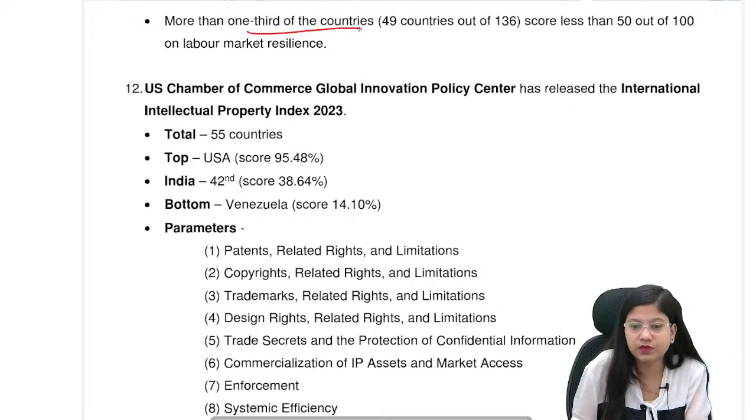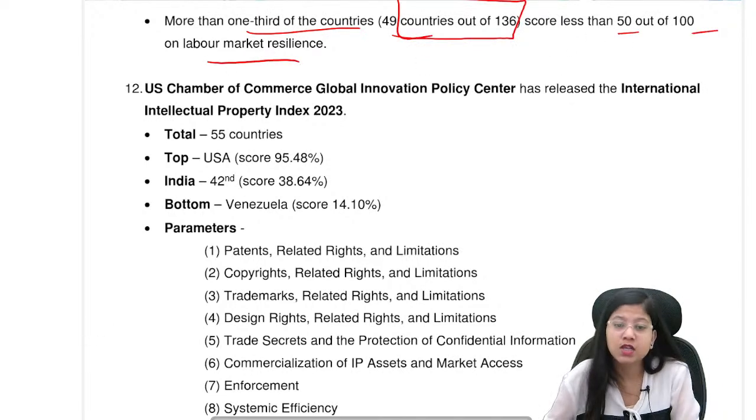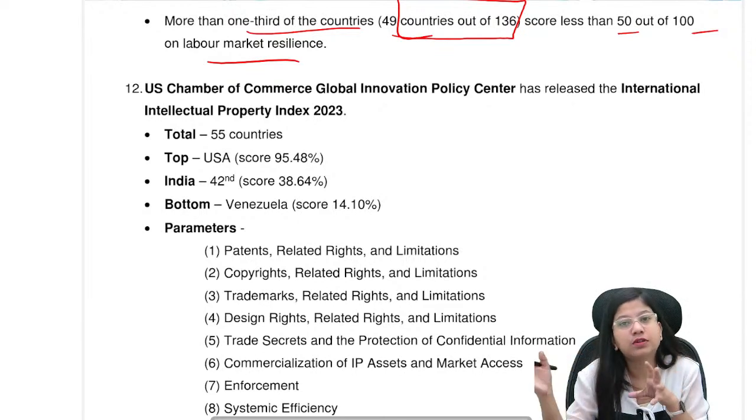More than one third of the countries, that is 49 countries out of the 136, scored less than 50 out of the 100 on the labor market resilience. Okay. So the labor market resilience is not very strong in 49 countries out of the 136.